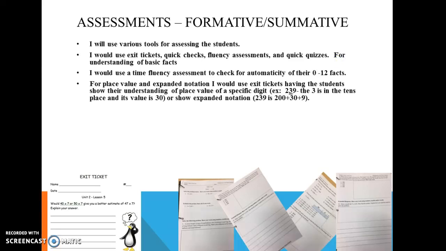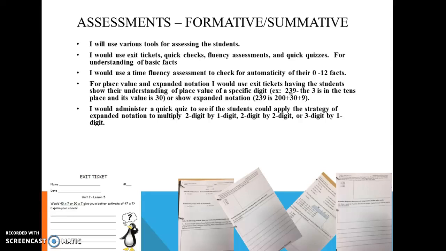For place value and expanded notation, I would use exit tickets having the students show their understanding of place value for a specific digit, such as 239. They would know that the 3 is in the tens place and its value would be 30. Or to show expanded notation of that number, it would be 200 plus 30 plus 9.